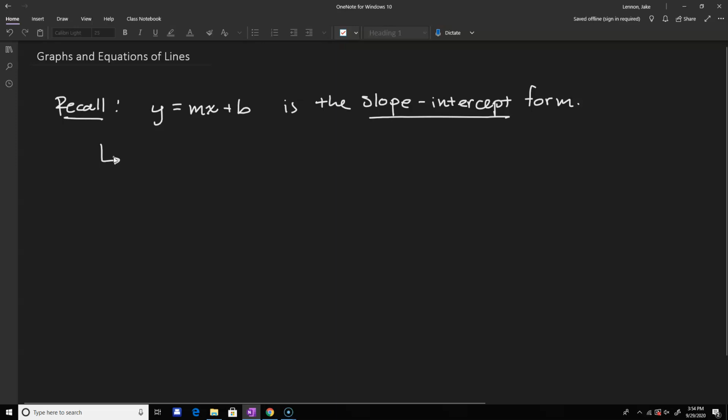So here m is the slope, and we'll talk a little bit more about that in a second, but it essentially measures the steepness of your line. And the ordered pair (0, b) is the y-intercept.